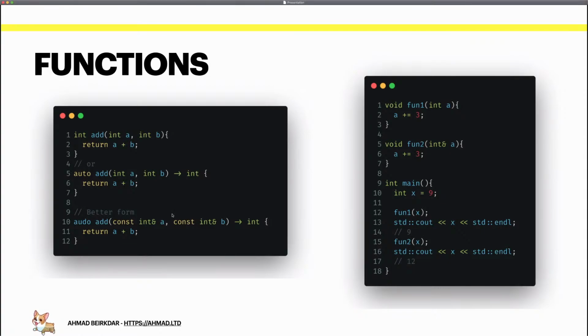So what you could do in that case, this is the better form, you could actually include the ampersand here. So then you're capturing them by reference. The arguments are being passed by reference. What that means, like I said, is that a actually is a reference to whatever a was passed to, or b.